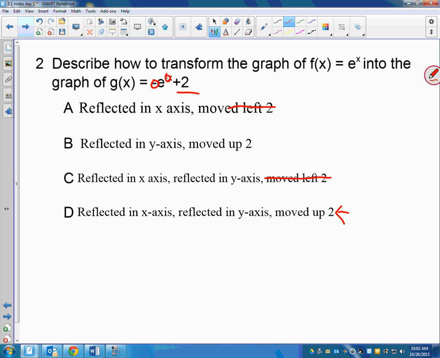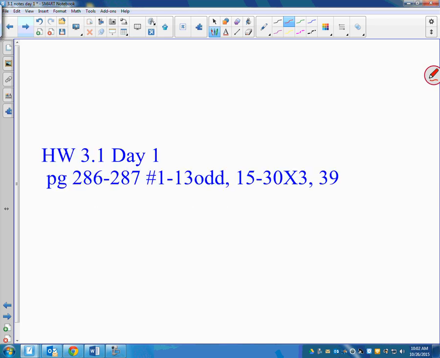Okay. I don't have a new assignment sheet for you, but I'll work on getting you one for tomorrow or Wednesday. Here's your homework, 1 through 13 odd, 15 through 30 multiples of 3, and 39.